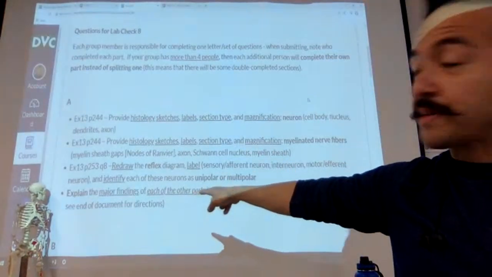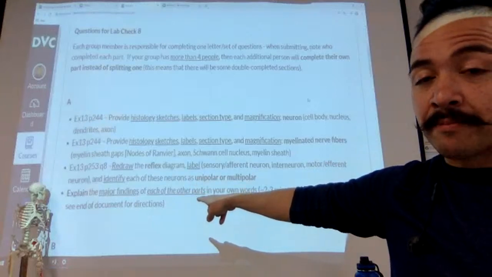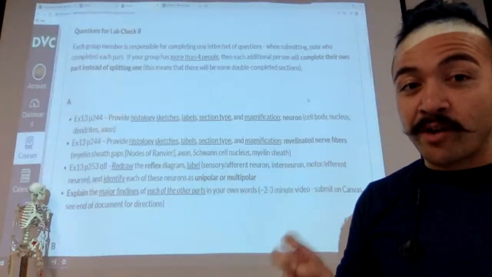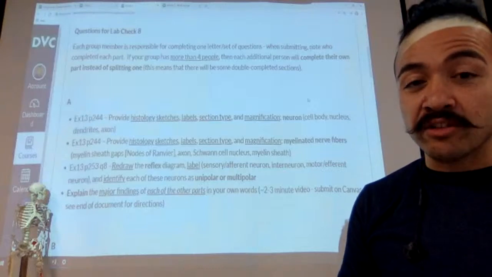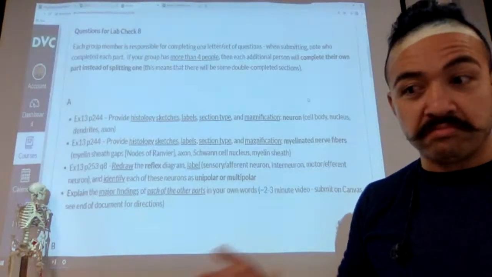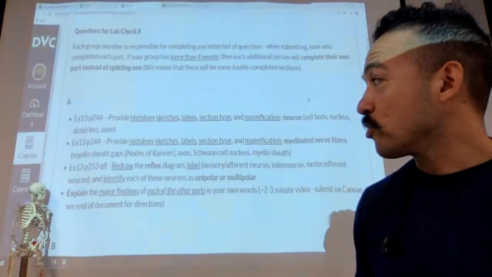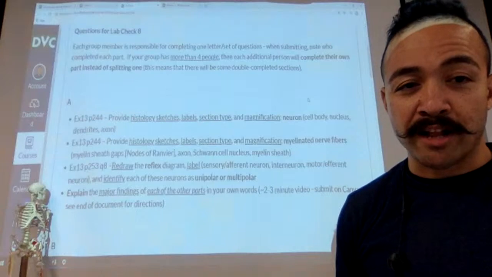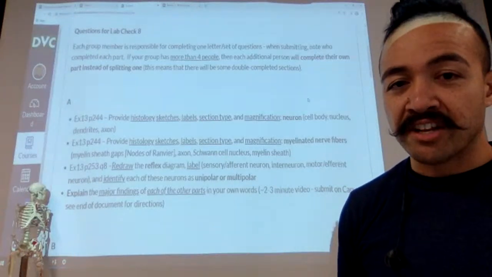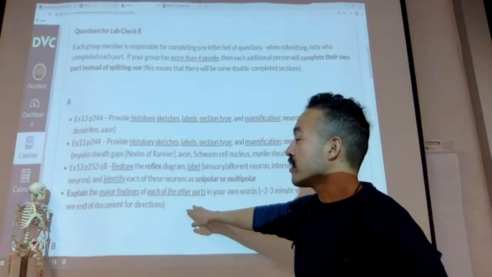So I still want those explanations of other parts. Be in communication with other people in your lab group. And even if they don't hold up their end, I still want you to talk about the other parts. You should be brushing up on what they're doing anyways. Look at what they're responsible for and the type of things that you need to know. So I still want explanations.